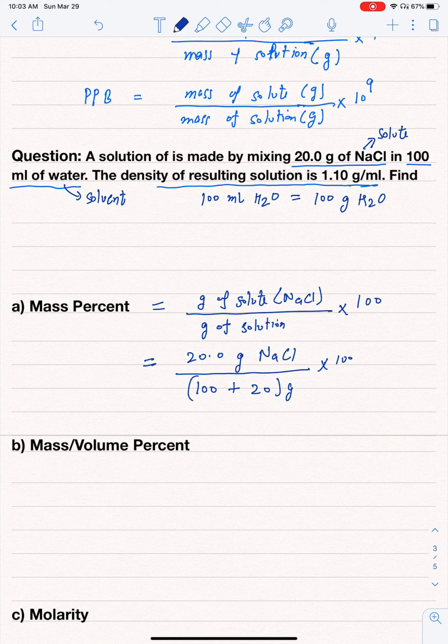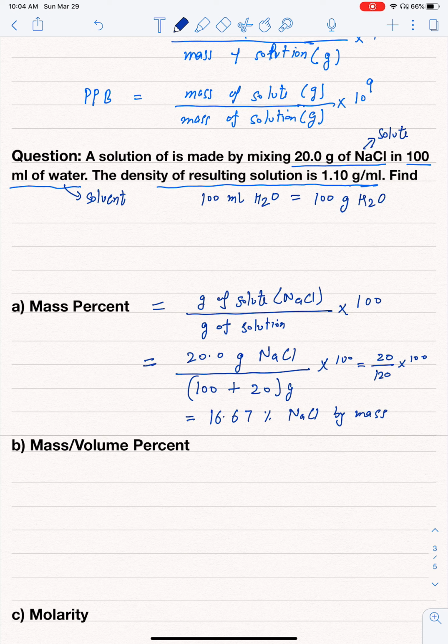And then times 100. So at the end of the day, we get 20 divided by 120 times 100, and we can just do this math. 20 times 100 divided by 120 is going to give you 16.67% NaCl by mass. That's how you write it down. So this tells you you're measuring the percentage of NaCl in this particular solution in terms of the mass.